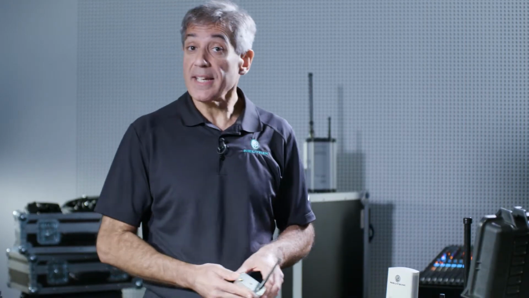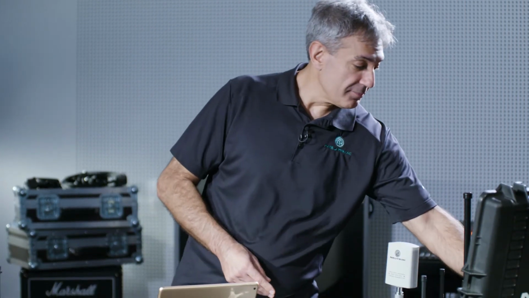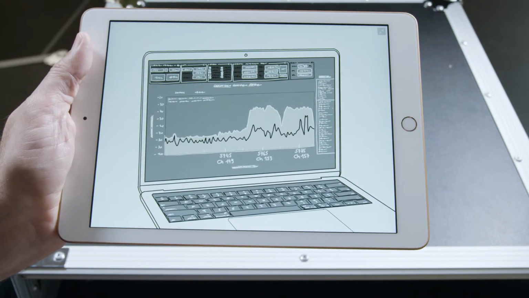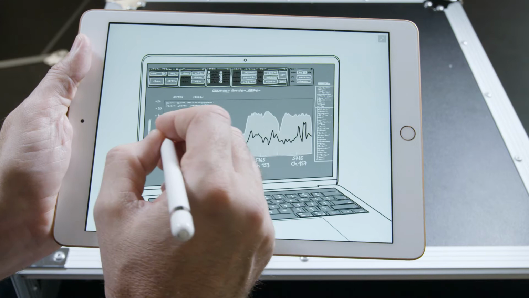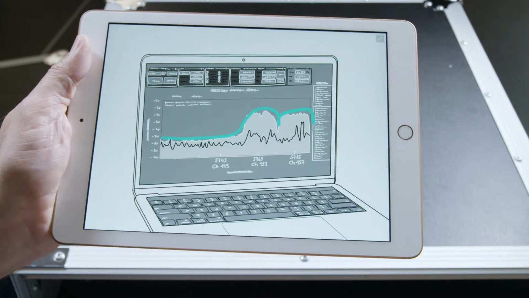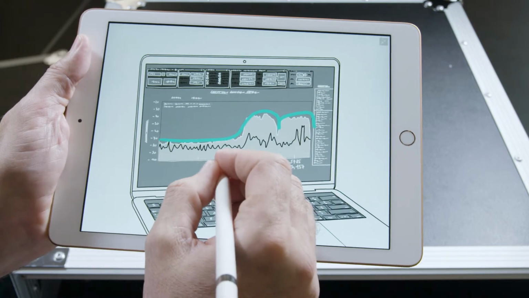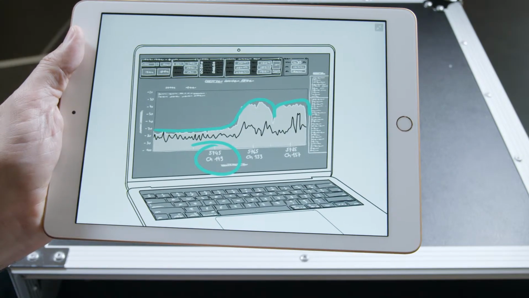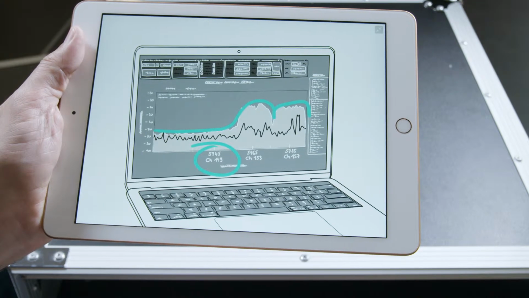Here's what it might look like in your software. In the first example, we see that channels 153 and 157 are blocked or in use by a device or devices. Channel 149 is unused. We can now determine that channel 149 is the best channel for the TX to use.